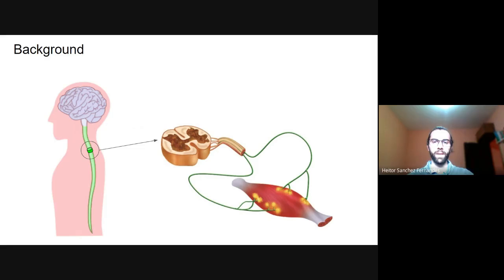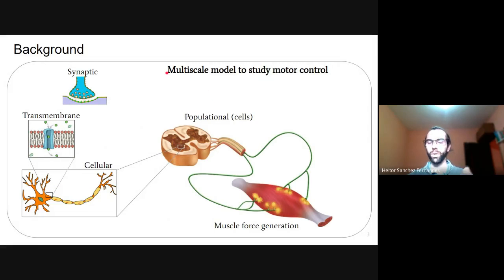So the idea of my current work is to build a multi-scale model to study motor control. As in other talks has been said, we can model several scales, from synaptic, passing through membrane and transmembrane scales, to a cellular and even a populational scale. In my particular case, I'm interested in studying those neural mechanisms that affect the generation of force.